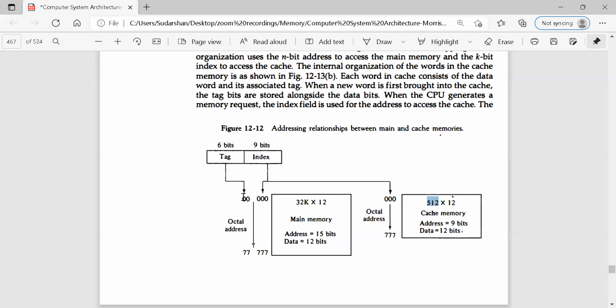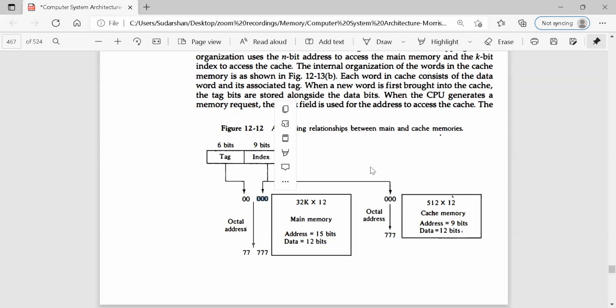Now we have got the 6 bits of tag, which is equivalent to 2 octal digits, 00, and the index is going to be 000. And what is the maximum value? 77777, because 7 is the maximum octal digit, and the most significant 2 digits represent the tag, and the least significant 3 octal digits represent your index value.